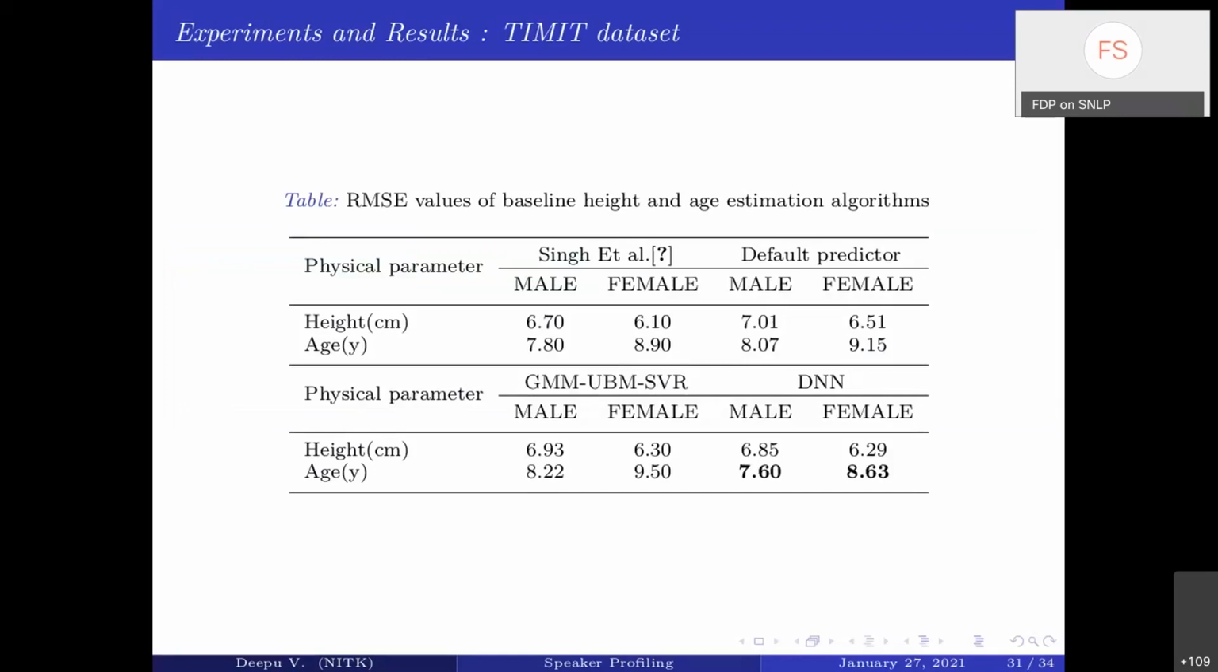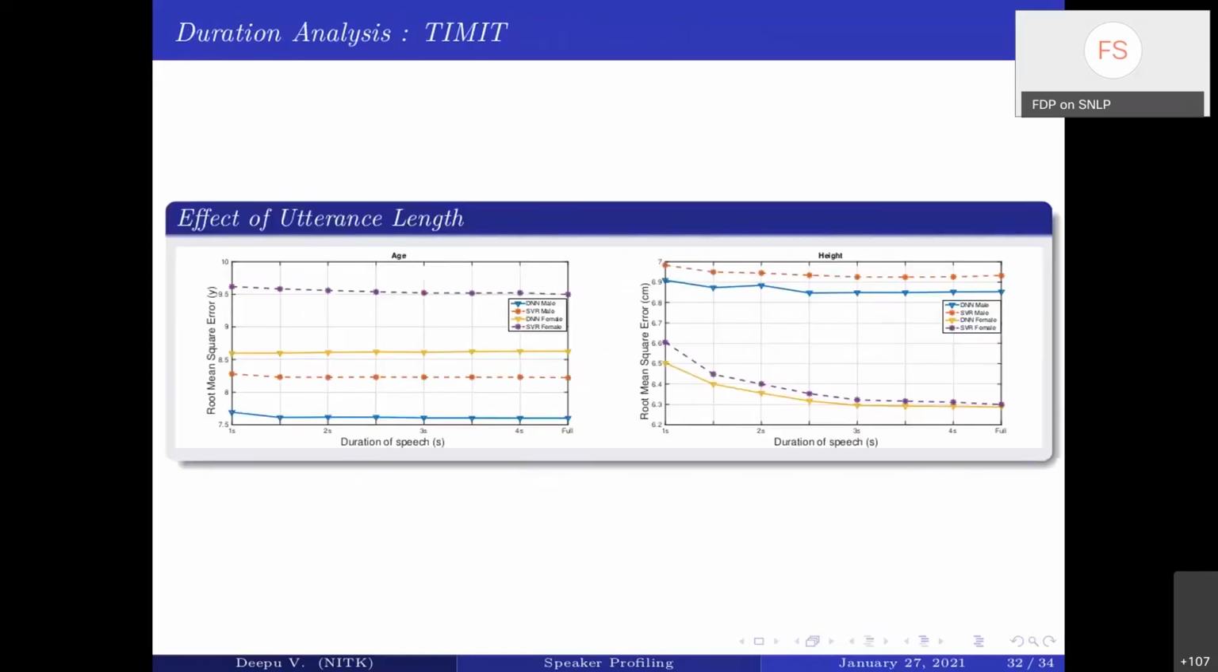So you can see that the major thing we improved is the age. For the height, we got to this particular result, but didn't really move past the state of the art. But at least for the age, this is the best state-of-the-art system in the literature now. And what is special about this system is, again, that it was very robust to duration.